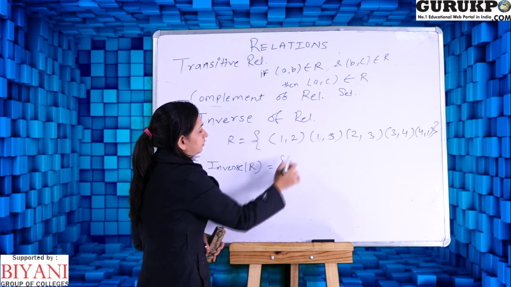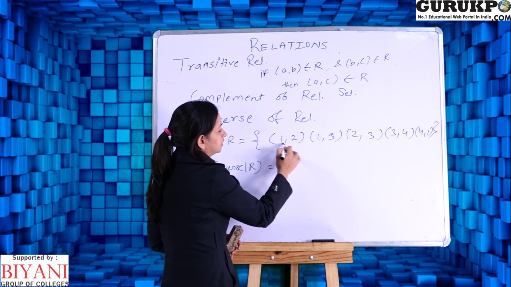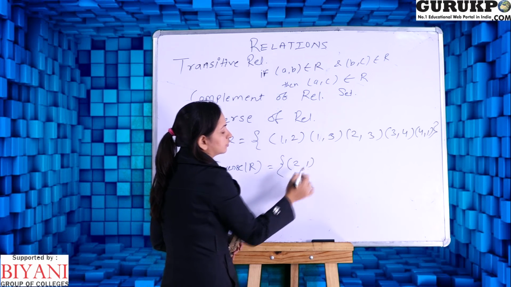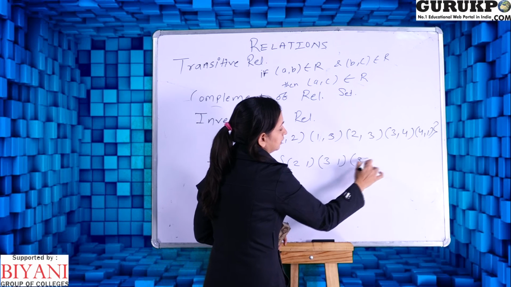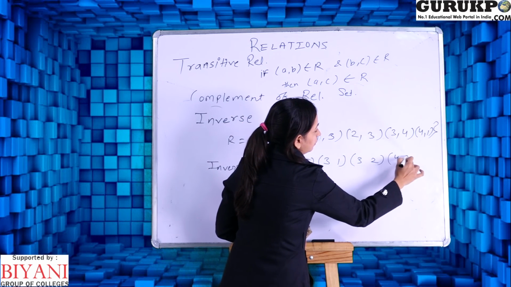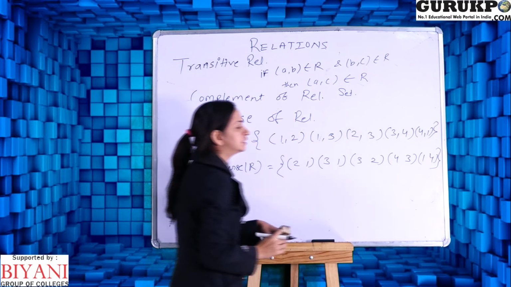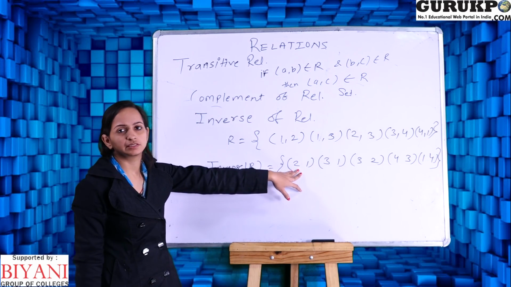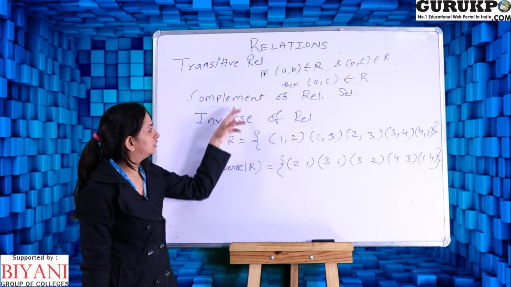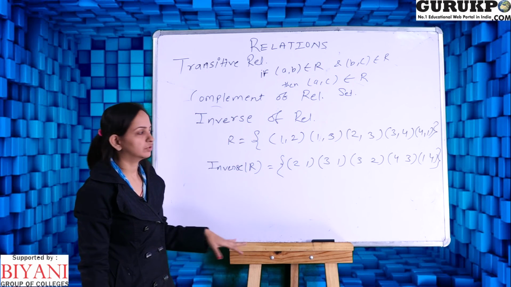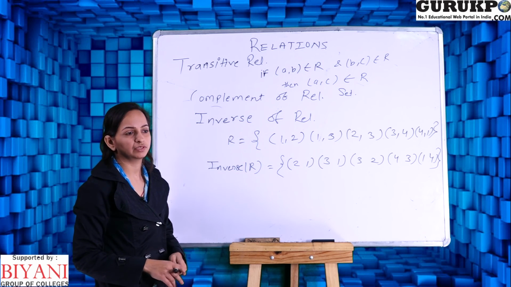will be equal to, we invert the order of elements in the relation. That means if 1 2 is there, I am just reversing it to 2 1, 1 3 is there, I make it 3 1, 3 2, 4 3 and 1 4. If I just change the order of the elements in the relation set, I will get the set of the inverse of the relation. So these two operations can be performed on the relation. You can find the complement of the relation, and you can also find the inverse of the relation.